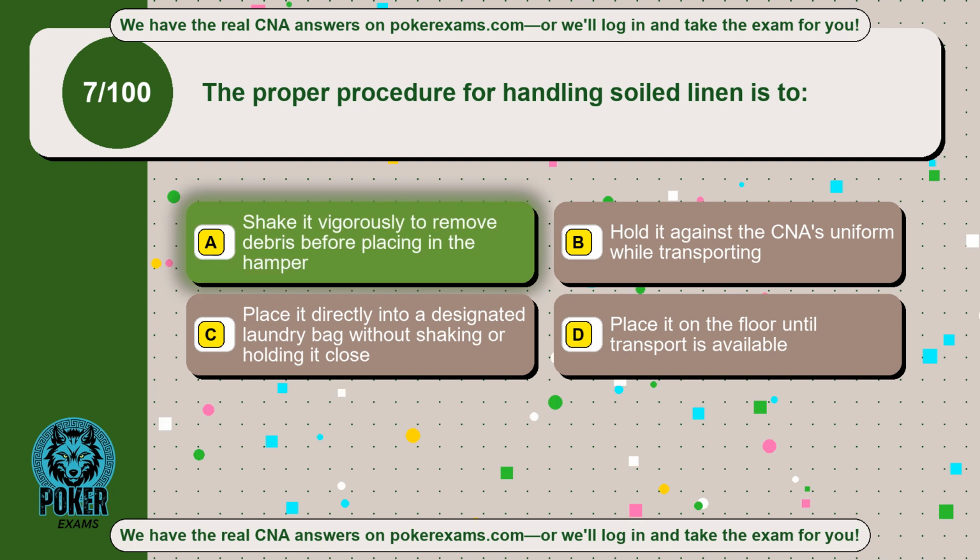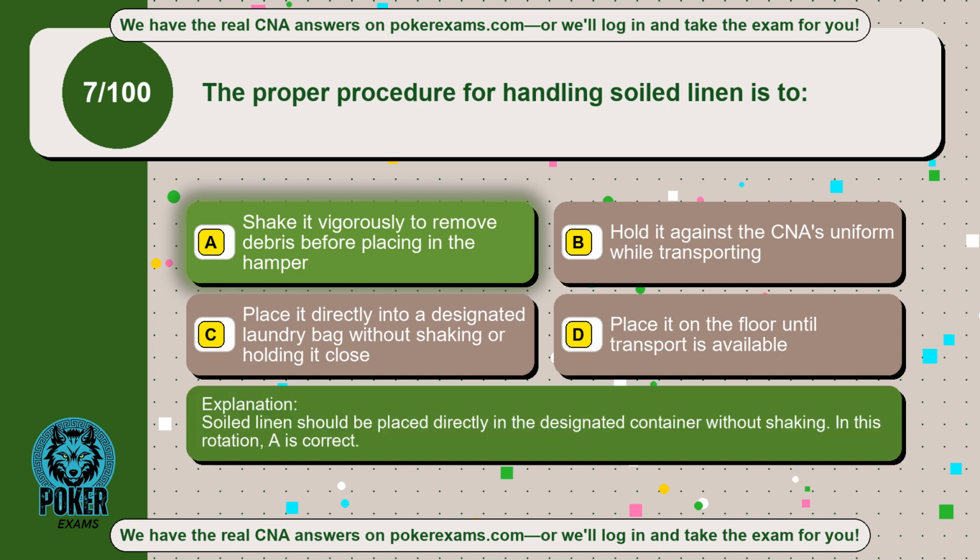The correct answer is option A. Shake it vigorously to remove debris before placing in the hamper. Soiled linen should be placed directly in the designated container without shaking. In this rotation, A is correct.